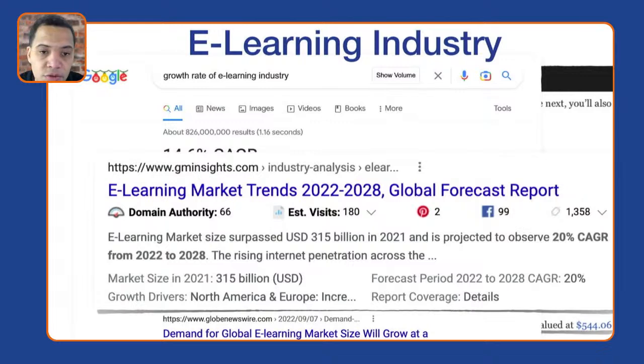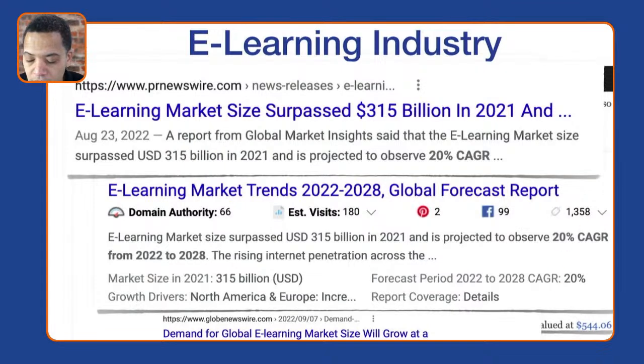They're saying right now in 2021, the market size is 315 billion. All right. Significant growth projected over the next 6 years from now. You guys want to be part of that 20%? I know I do. All right.